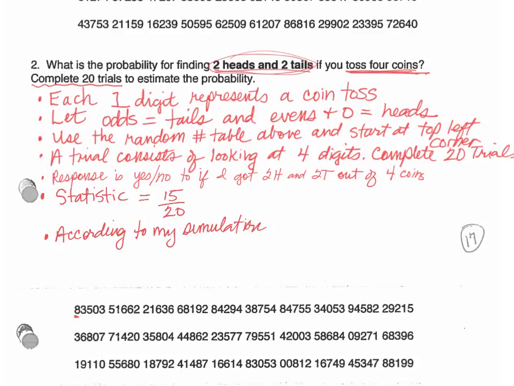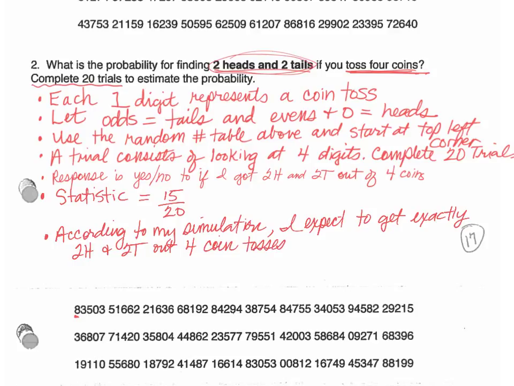I expect to get exactly 2 heads and 2 tails out of 4 coins, 4 coin tosses, about 75% of the time.